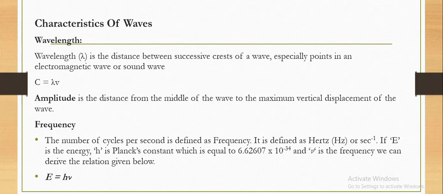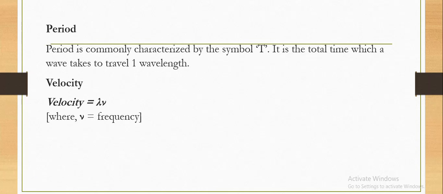If E is the energy, h is Planck's constant, which is equal to 6.62607 × 10^-34, and v is the frequency, we can derive the relation given below. E = hv. Period. Period is commonly characterized by the symbol T. It is the total time which a wave takes to travel one wavelength. Then velocity. Velocity is equal to λv, where v is the frequency.